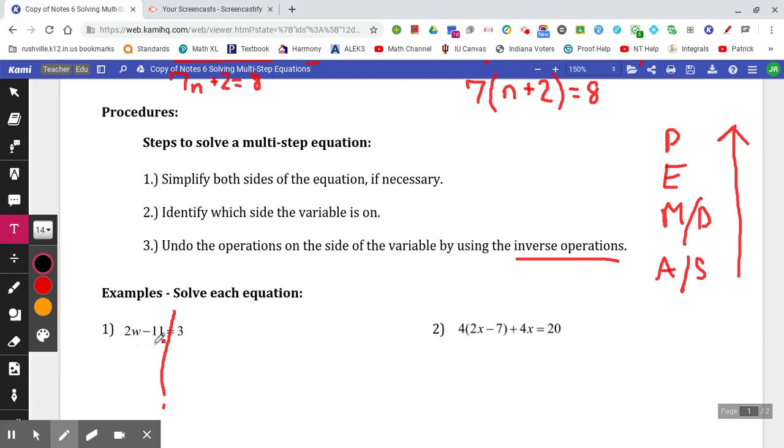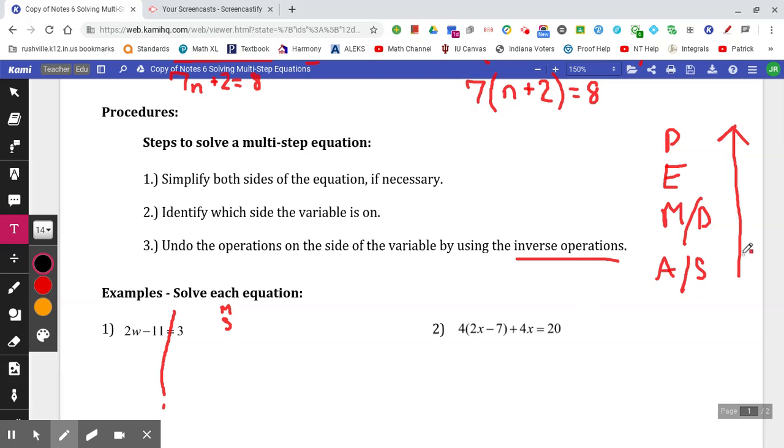2w minus 11, those are unlike terms. I cannot combine them. 3, obviously, I can't do anything with it because it's just a number by itself. Then I identify where the variable is. So here's my variable. It's w. I'm multiplying it by 2, so I have multiplication, and I am subtracting 11.